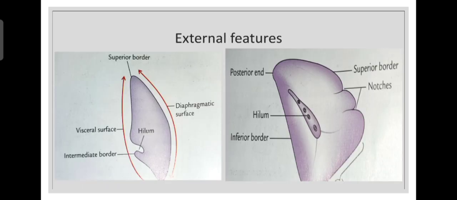The anterobasal angle is called the clinical angle because it is felt easily when the spleen is enlarged on palpation. So it is very important, which can be determined on the enlargement of spleen, that is splenomegaly. We will see that in the clinical correlation.